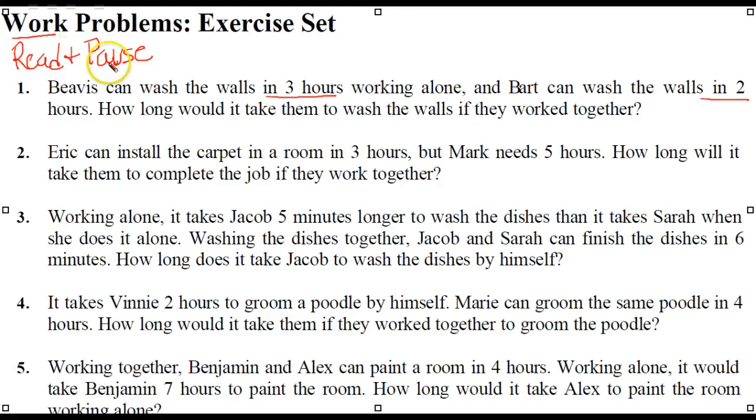So this is work. So as we look at Beavis here, I think of Beavis and Butthead. Anyway, that was silly things, weren't it?